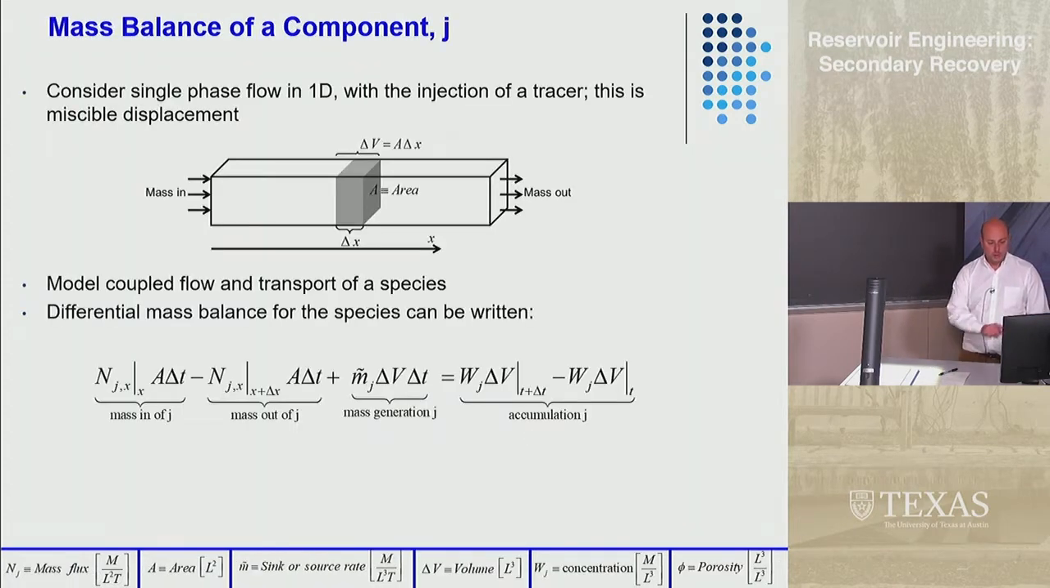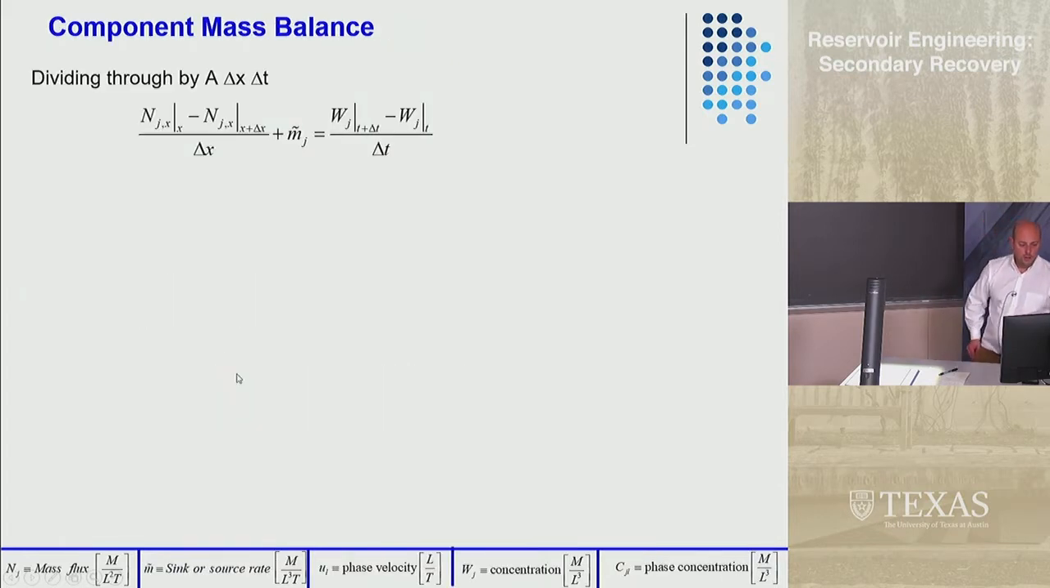Okay, so now we got this equation, and we'll define Wj in a moment, but remember it's a concentration, it's a mass per unit volume, and again N was a flux. So if I divide through that by the area times delta X times delta T, and of course area times delta X is delta V, the volume, then you get this equation.